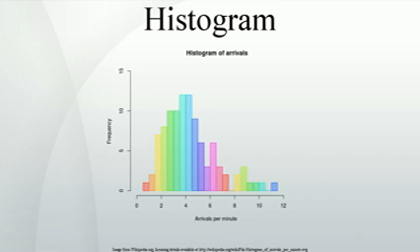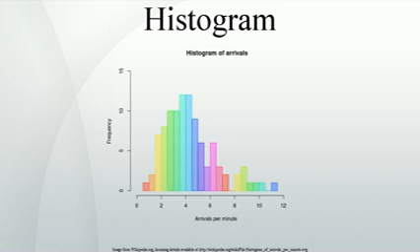Histogram. In statistics, a histogram is a graphical representation of the distribution of data. It is an estimate of the probability distribution of a continuous variable and was first introduced by Karl Pearson.